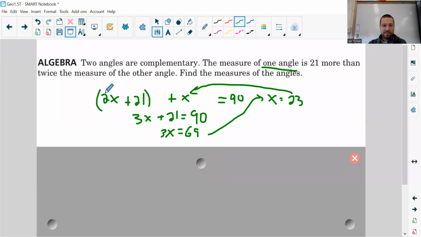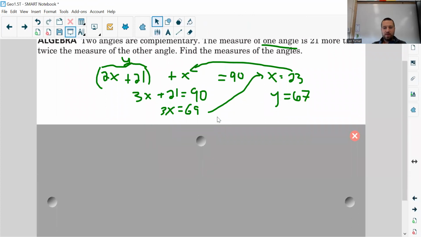And then if we want to plug that in to get our other angle, we can plug it into this. We could call this y now. 23 times 2 is what? 46. 46 plus 21 is 67. Okay, so we get 67, and then we can double check. Do these add up to 90? Are they complementary? Yes, they are. 23 plus 67 is 90. Okay, so we have problems like that as well.